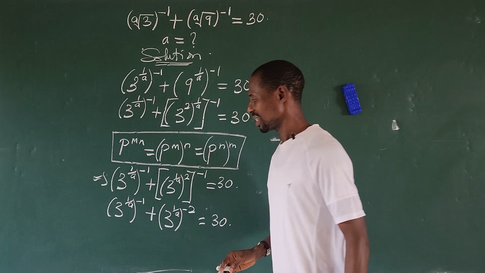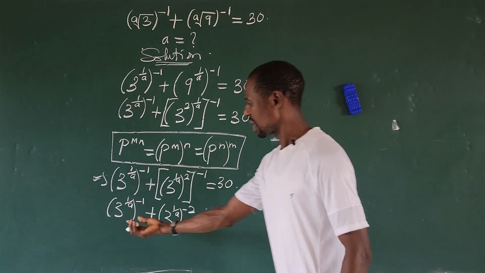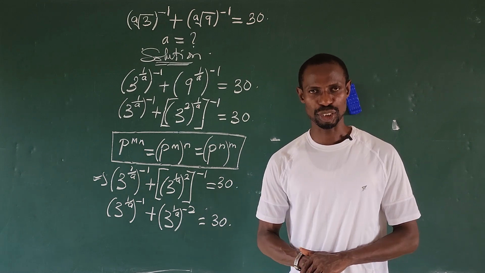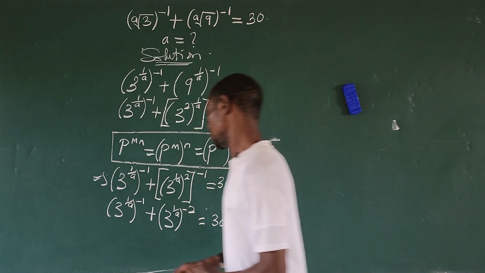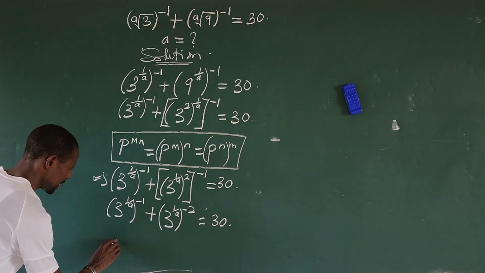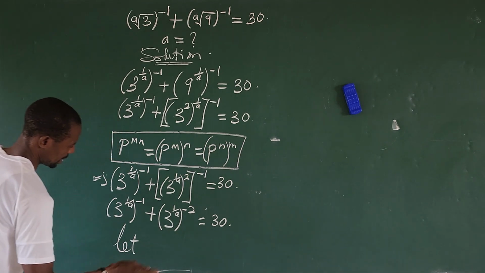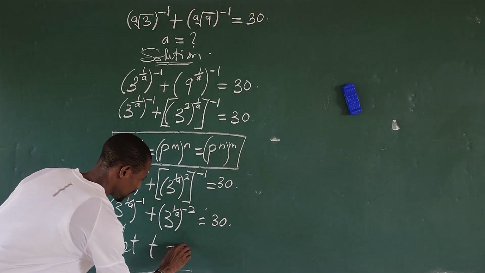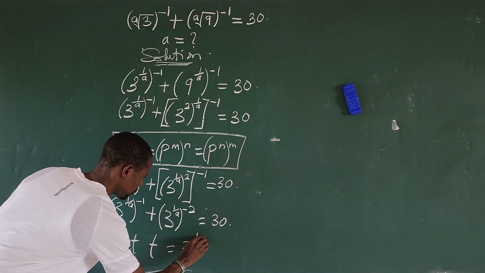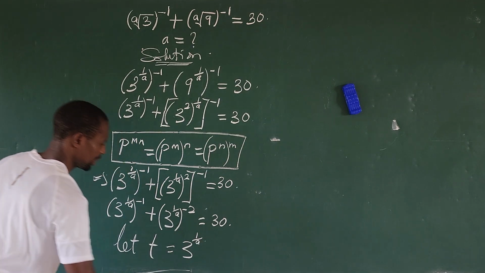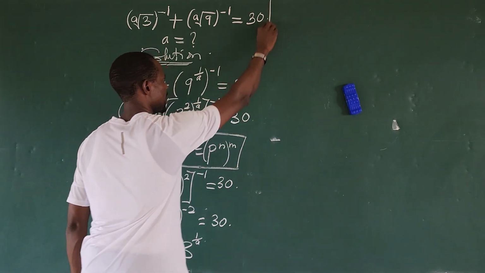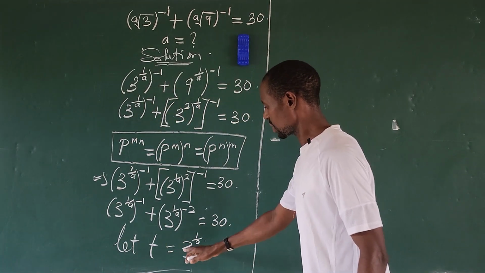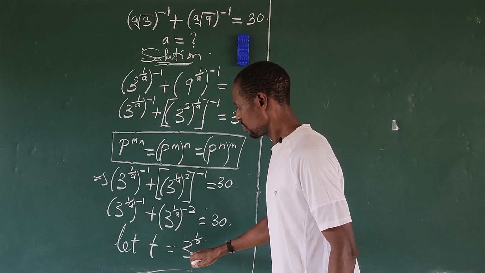Easy. Now let's figure out something here. What we have in this bracket, same thing we have in here. So here we can do a simple substitution, right? Good. So let's make a substitution. Let t be equal to 3 to the power of 1 over A. Okay, so let's continue here. Wherever we see 3 to the power of 1 over A, we put in t there.